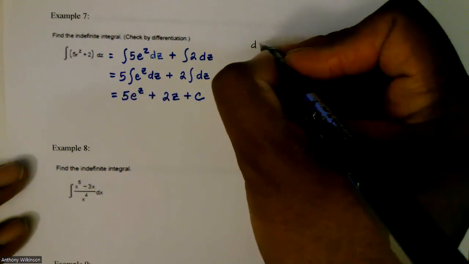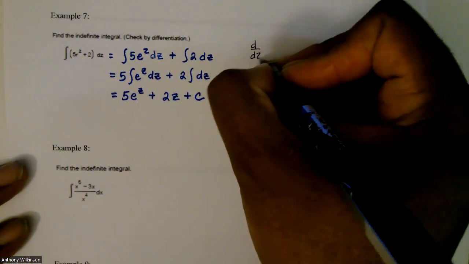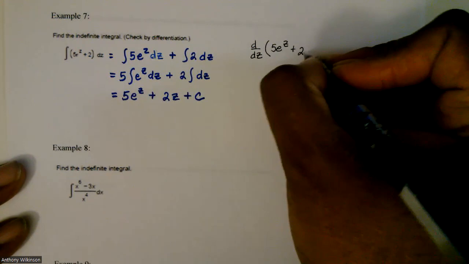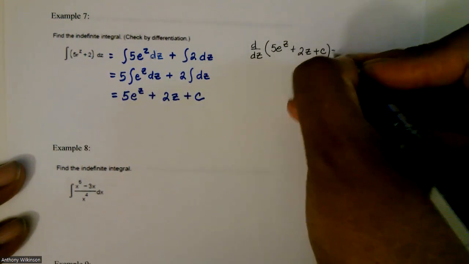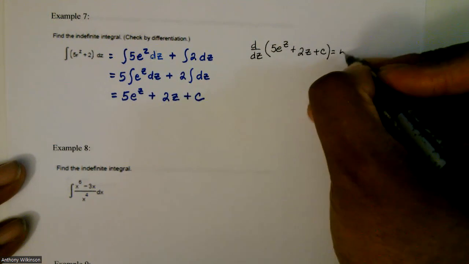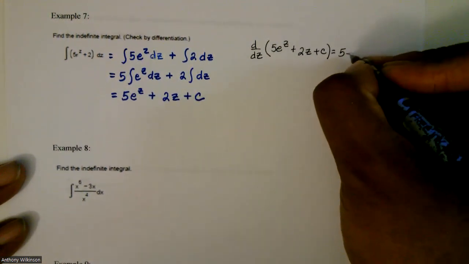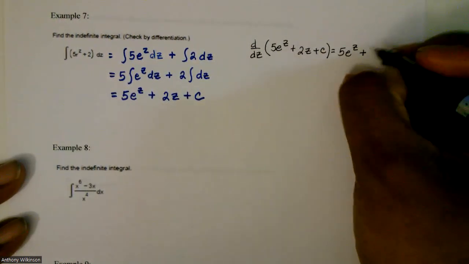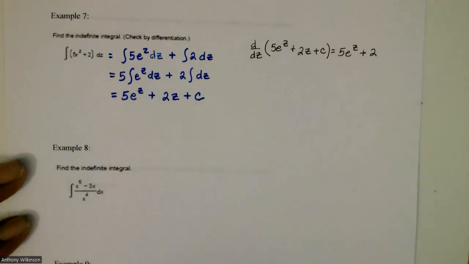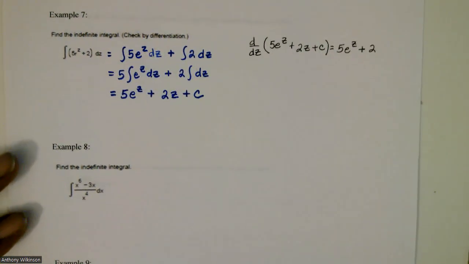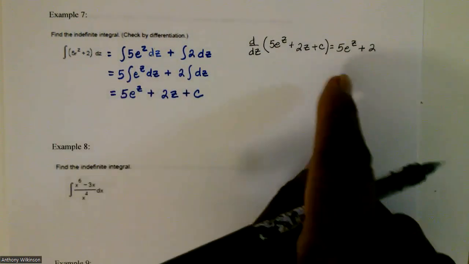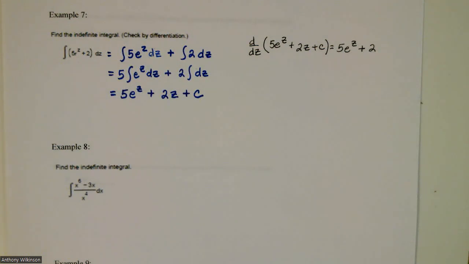Now, of course, the check would be just taking the derivative with respect to z of 5 e to the z plus 2z plus c. The constant 5 we just bring over. The derivative of e to the z is e to the z, if you recall, plus the derivative of 2z, which is just 2. The derivative of a constant is 0. So we came up with 5 e to the z plus 2, which means we did this integration correctly.